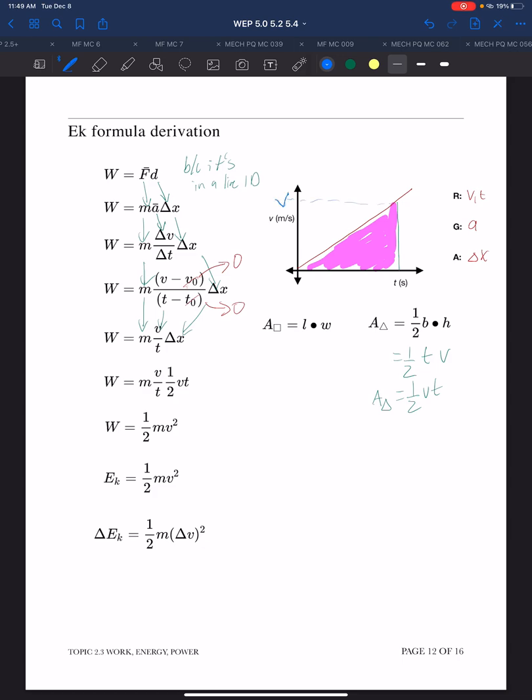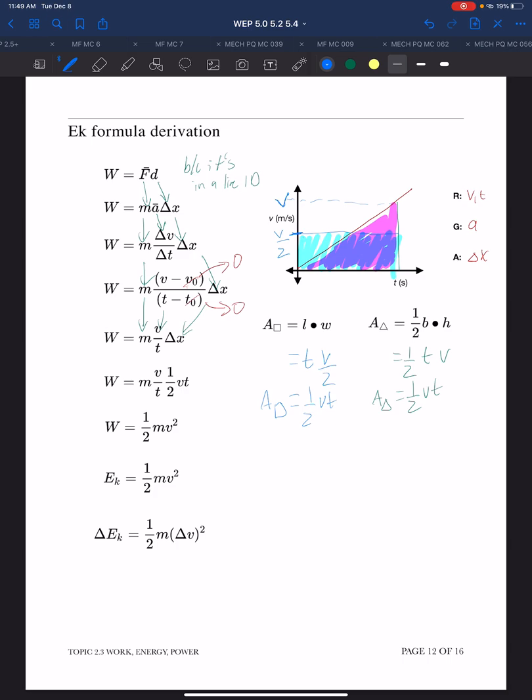If that is the value v, then the midpoint here is v over 2. And now we are looking at the area of a rectangle. Now that area of a rectangle is length times width. And the length in this case is the time, and the width is v over 2. So we can see that in both cases we have 1/2 vt. So both methods yield the same area.